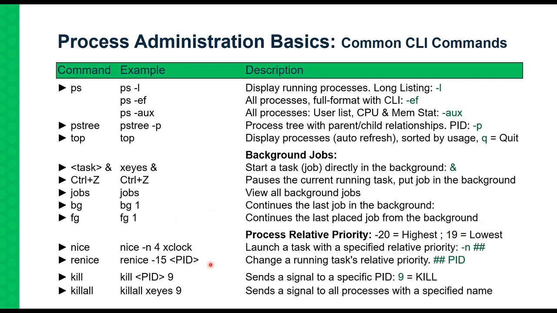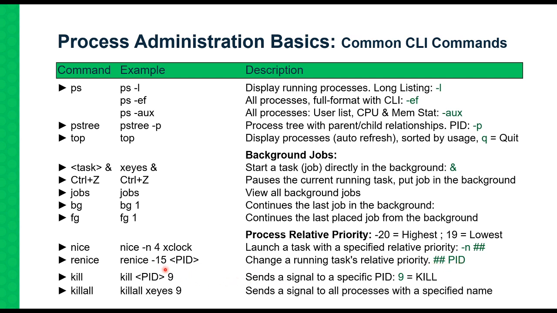Then we can do a renice. Now a renice can change a process priority. So we can change a running task's relative priority. For that we need to know the process ID for that specific task. So we need to first run a ps command to find the process ID.